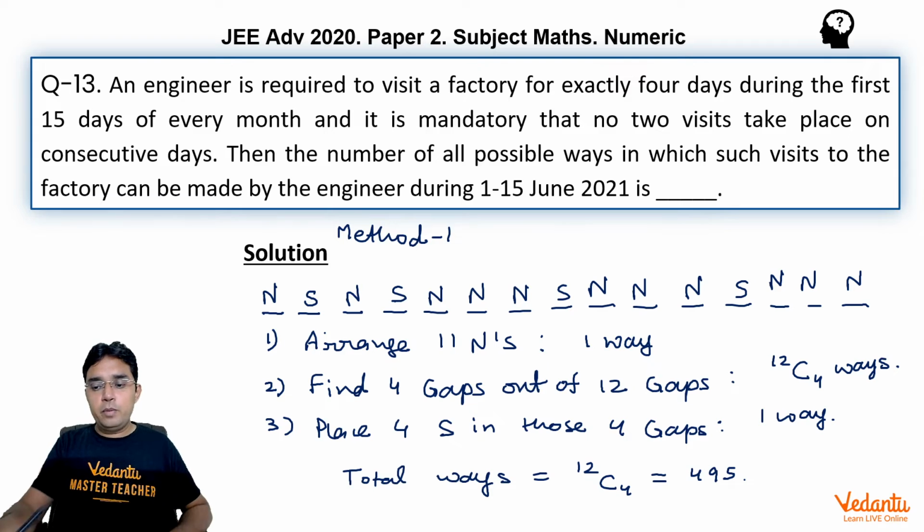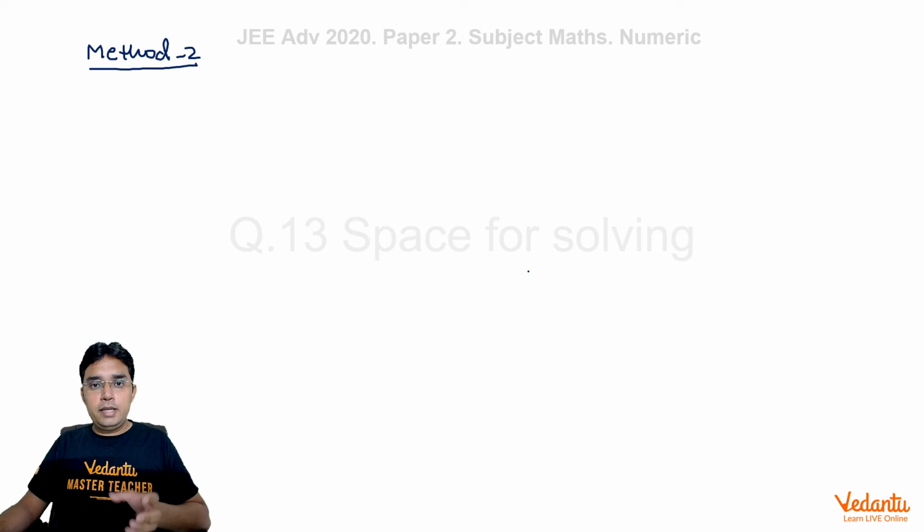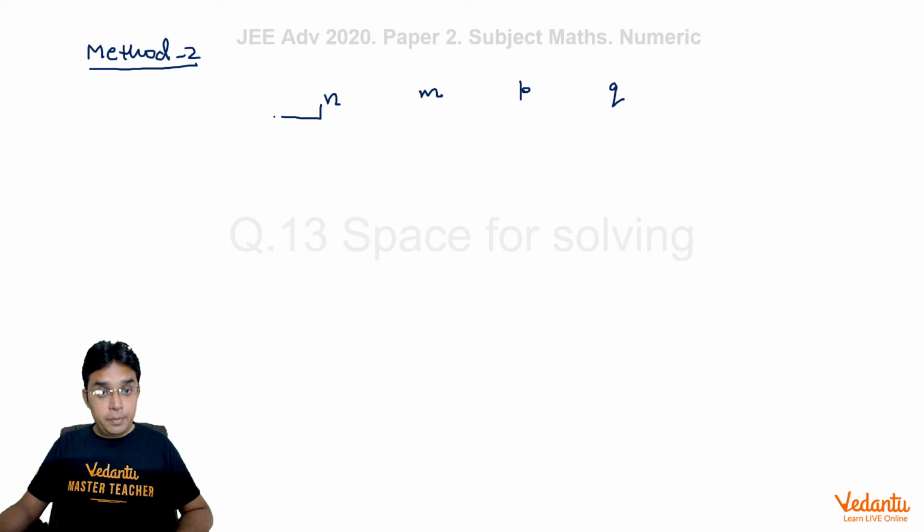Let us see what could be method 2 for this one. Let us assume that the engineer is making visits on the nth day, mth day, pth day and qth day. So there can be some days left before n also. There has to be at least one day between n and m. This could be 1 also, this could be 2 also, 3 also.